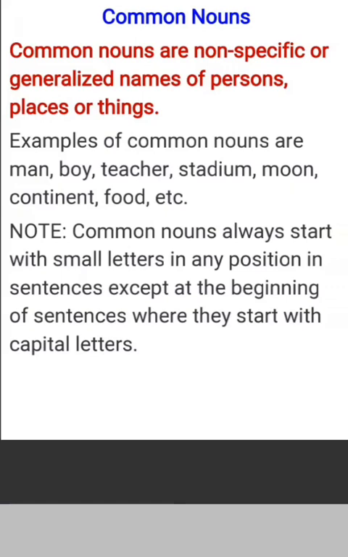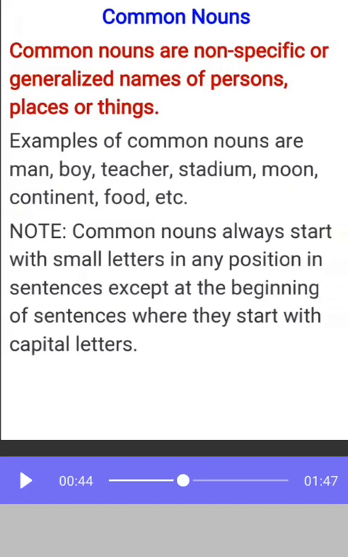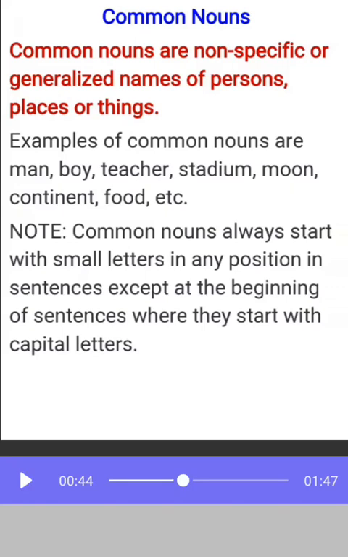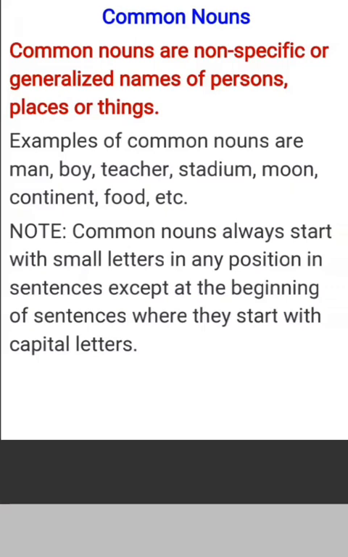Then we also have extra information there. Common nouns always start with small letters. That's the opposite of proper nouns. Common nouns always start with small letters in any position in sentences, except at the beginning of sentences, where they start with capital letters. So we want to take note of the fact that when writing common nouns in sentences, they always start with small letters, that's lowercase letters.